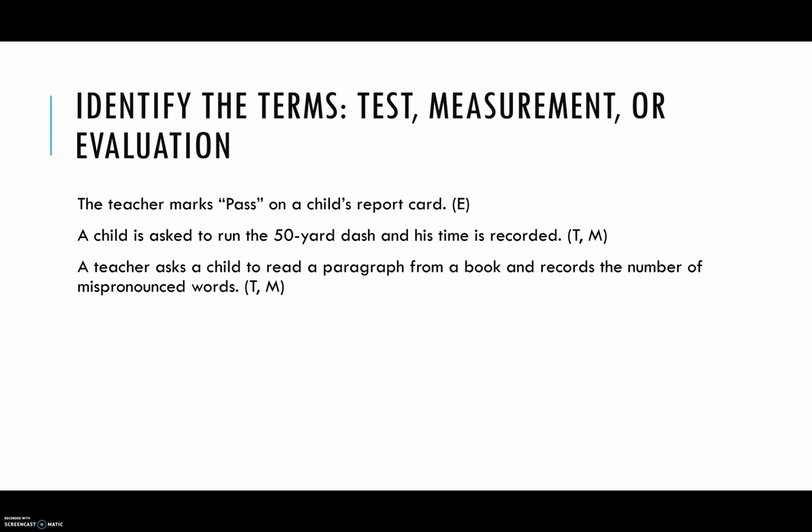The next one: the teacher marks pass on a child's report card. This would be evaluation. Then a child is asked to run the 50-yard dash and his time is recorded. This would involve a test and measurement. Running a 50-yard dash is certainly a test for many of us. A teacher asks a child to read a paragraph from a book and records the number of mispronounced words. This would be both a test and a measurement. It does not reach the level of an evaluation as to making an assignment to a group, but it is certainly a test and a measurement.